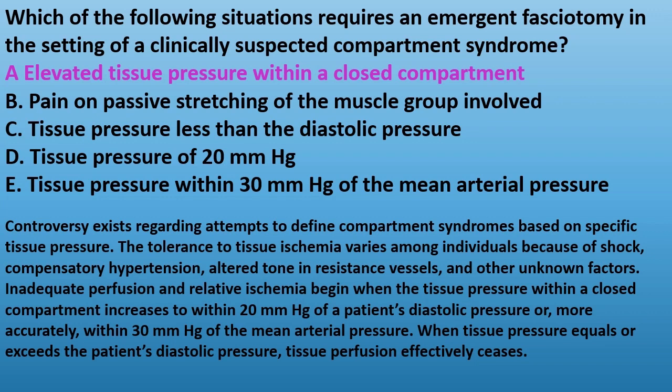Inadequate perfusion and relative ischemia begin when the tissue pressure within a closed compartment increases to within 20 mm Hg of a patient's diastolic pressure or, more accurately, within 30 mm Hg of the mean arterial pressure. When tissue pressure equals or exceeds the patient's diastolic pressure, tissue perfusion effectively ceases.